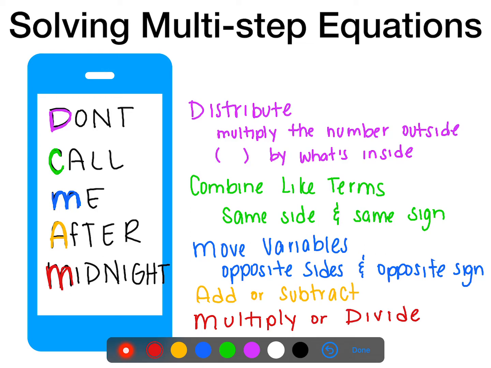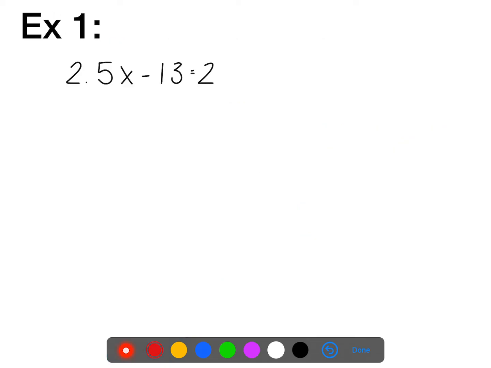So the first one we're going to look at, we're going to keep it simple. We're going to stay with the same thing that we've been doing, just so you can get an idea of what I mean by don't call me after midnight. So if we look at 2.5x minus 13 equals 2, the don't wants to know, do I have anything to distribute? No. So done. I did the don't.